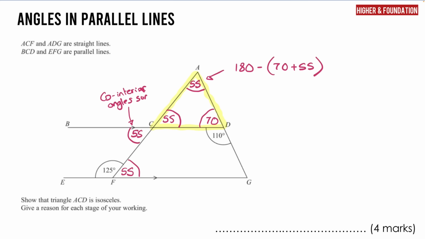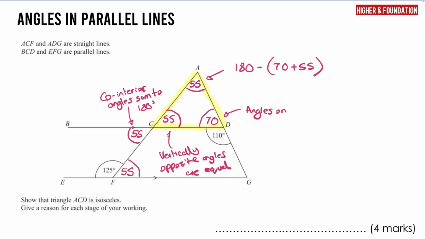Sum or add to 180 degrees. We had vertically opposite angles are equal. We had actually quite a lot of rules here. Vertically opposite angles are equal. We had angles on a straight line equal 180. And then to finish it off, we had angles in a triangle. I'm going to write sum to 180 again, but we had angles in a triangle adding up to 180 as well.